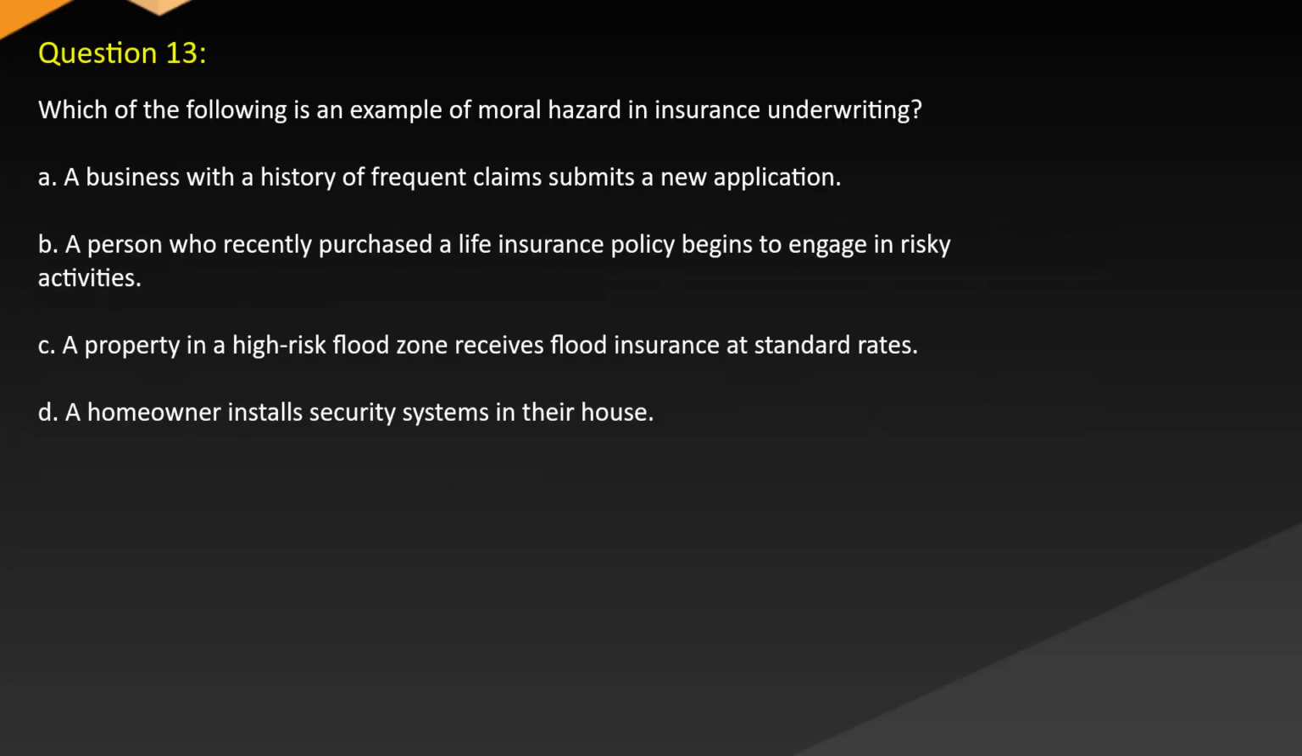Question 13. Which of the following is an example of moral hazard in insurance underwriting? A. A business with a history of frequent claims submits a new application. B. A person who recently purchased a life insurance policy begins to engage in risky activities. C. A property in a high-risk flood zone receives flood insurance at standard rates. D. A homeowner installs security systems in their house.